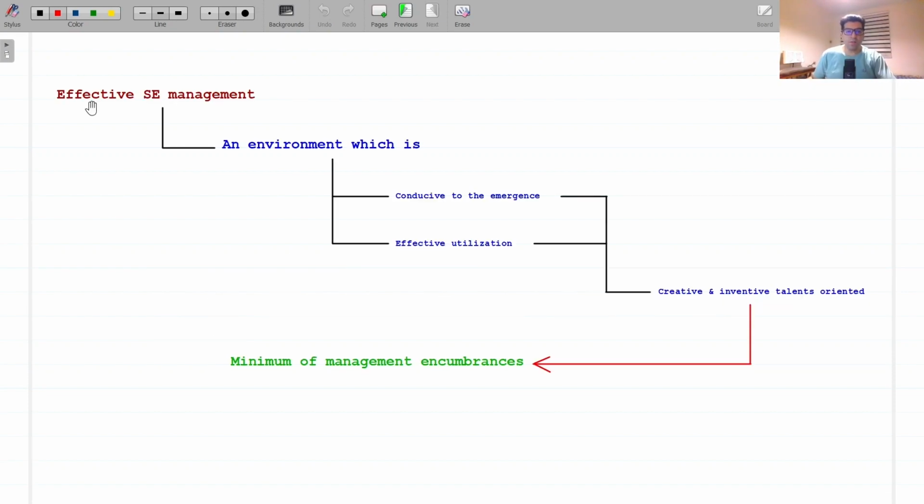One of the earliest books on SE management identified three simple criteria for such organizations: facilitate communications, streamline controls, and simplify paperwork. The way to effective SE management is not in the direction of formal, formidable, massive documentation. It does, however, reside in the direction of creating a total environment which is conducive to the emergence and effective utilization of creative and inventive talents oriented toward achieving a system approach with a minimum of management encumbrances.